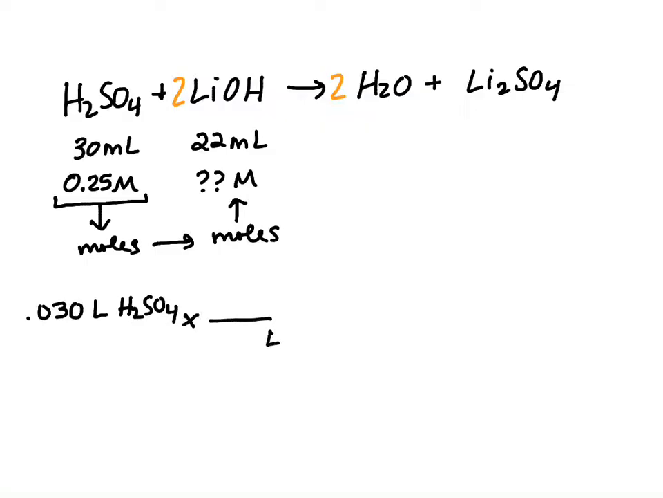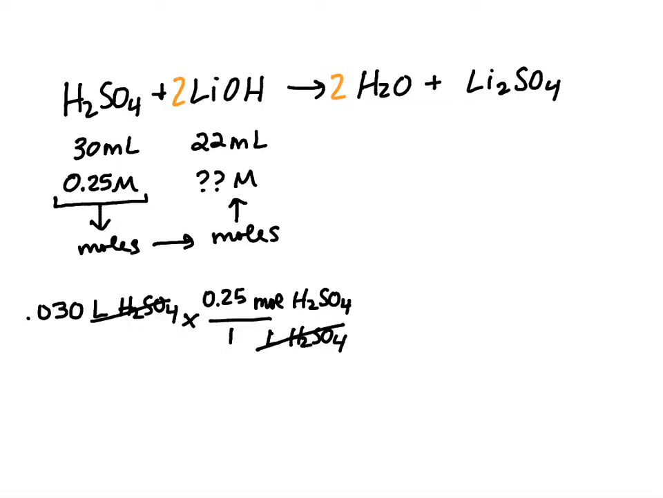So the next thing I'm going to do is put liters of H2SO4 below the bar and moles of H2SO4 above the bar. And I'm going to fill in how many moles there are in 1 liter. Well, molarity, the definition of it, is how many moles there are in 1 liter. So our molarity here tells us there are 0.25 moles in every 1 liter. So now we're going to cancel those out. And if we solve the problem right now, we would know how many moles of H2SO4 there are.